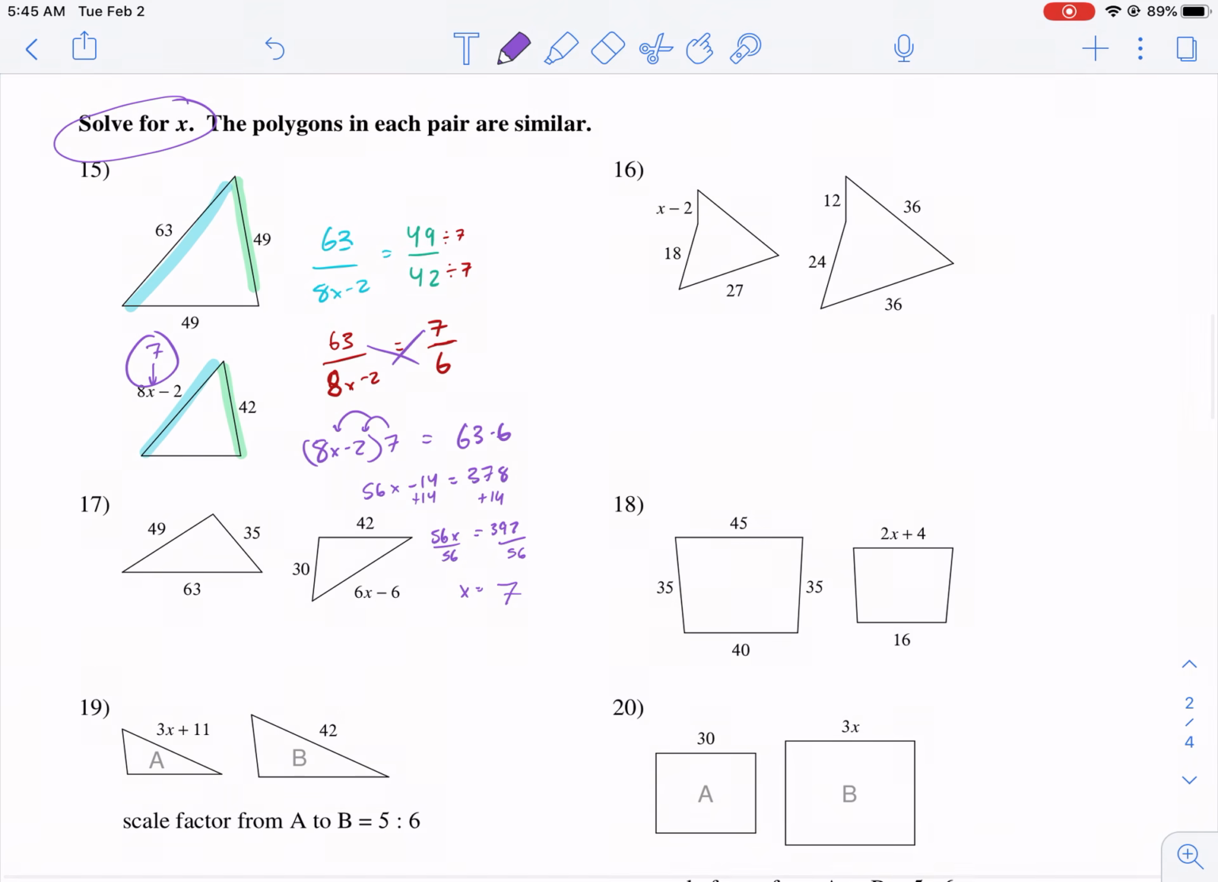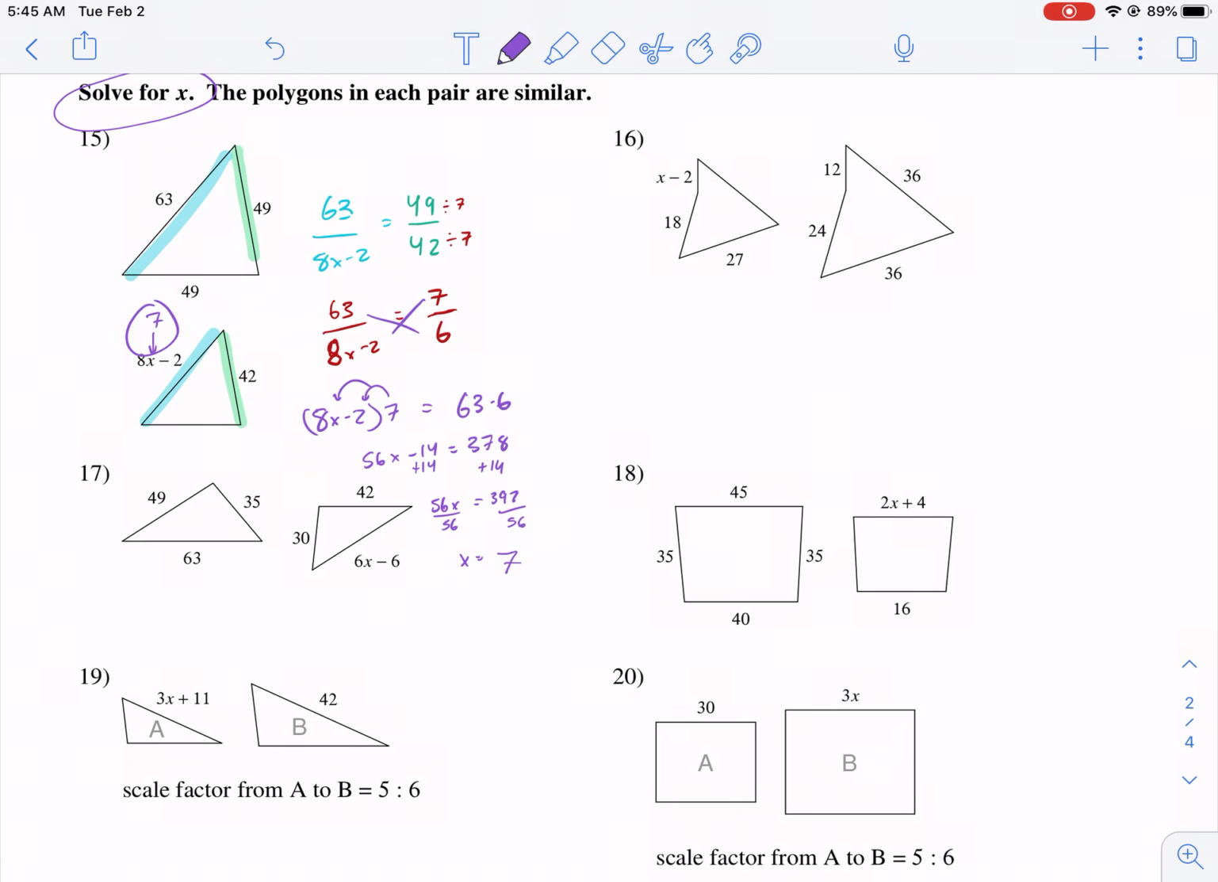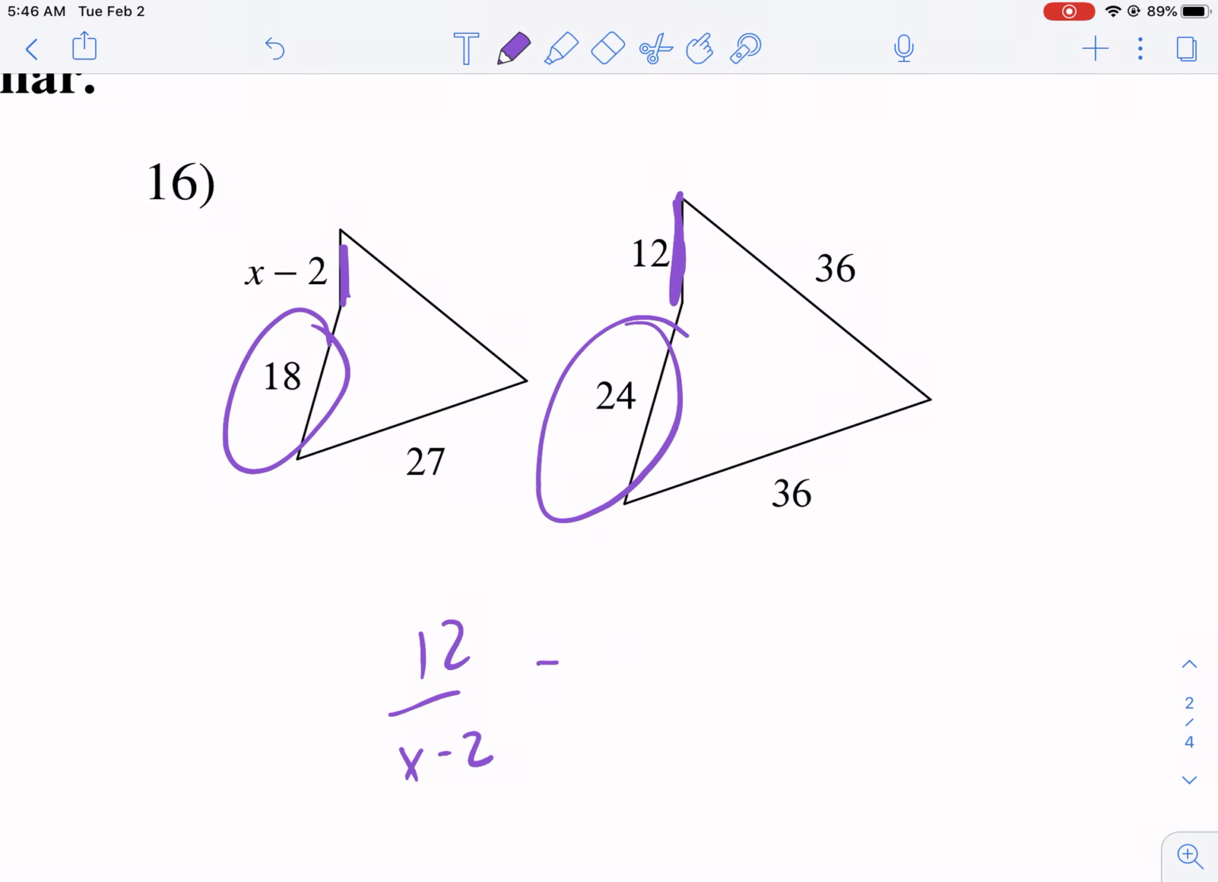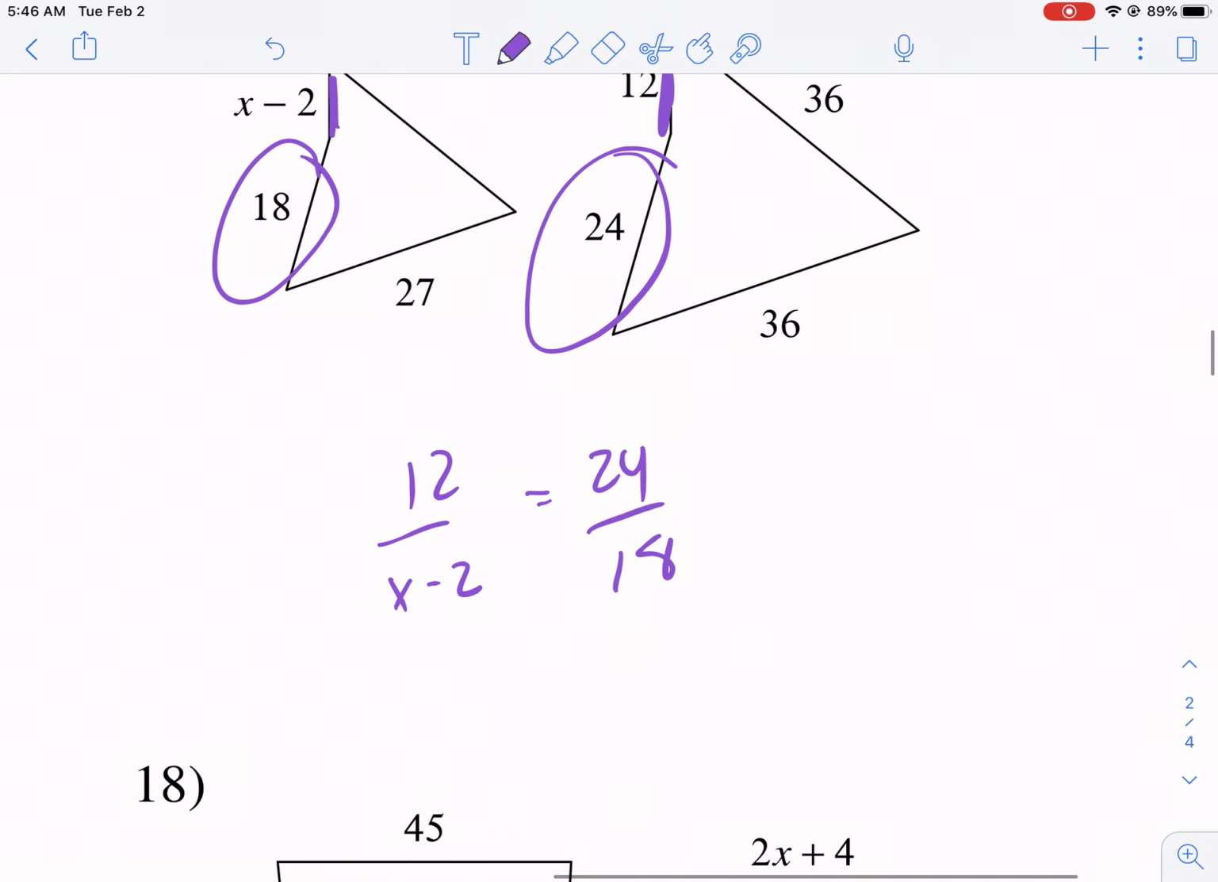Maybe let's do another one. What a weird shape this is. So we know that this one right here and this one right here. So 12 over, we'll do small side, x minus 2. And then I'll just do the smallest side, make it easier for myself, 24 over 18. You can reduce first if you want. So I'm going to divide that one by, 6? And I get 4 over 3 equals 12 over x minus 2.